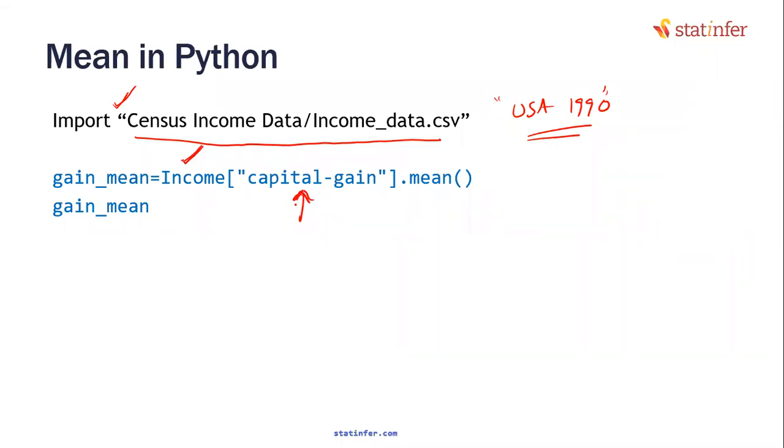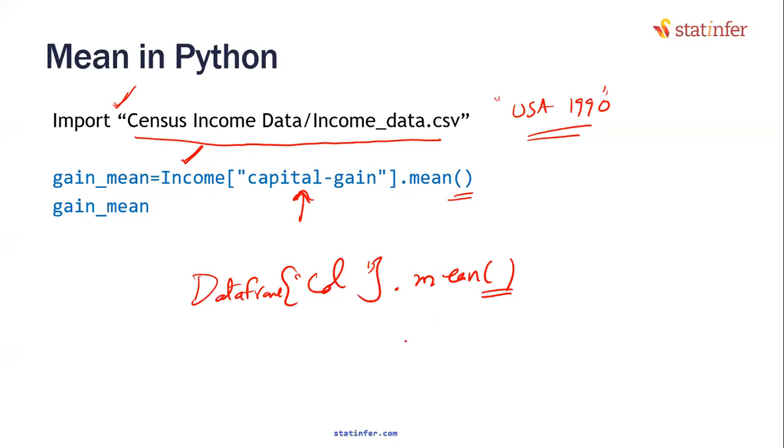Income is the data set name, and capital gain is one of the columns. I want to find out the average value. How do you find it? You write the data frame name, and then the column for which you want to find the average value, then dot mean. Remember, mean is a method or a function, so we have to write the parentheses. If we write shape, we don't write parentheses because that is not a function, it is just a property. So some of them are properties, some of them are functions.